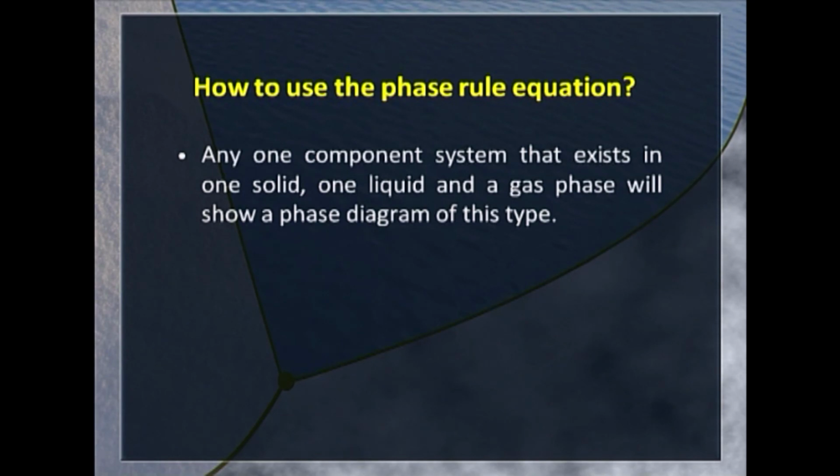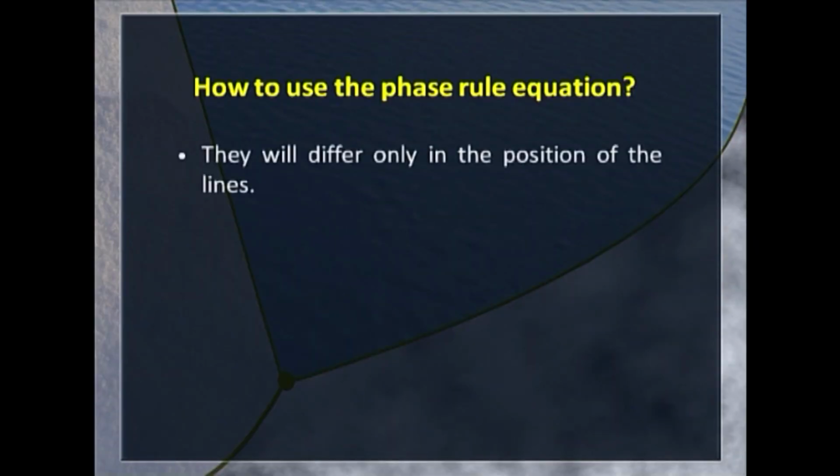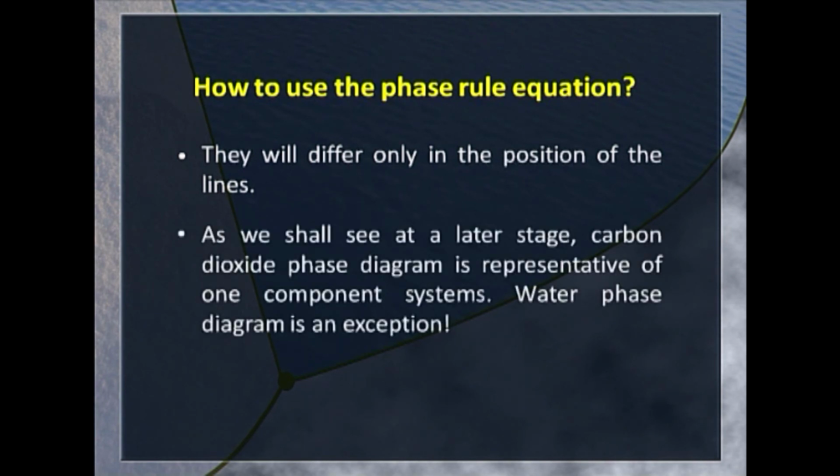So, any one component system that exists in one solid, one liquid and a gas phase will show a phase diagram of this type. The best known examples: water system and carbon dioxide system. What is the difference between the two? They will differ only in the position of the lines, otherwise the overall nature is the same. But as we shall see later, carbon dioxide system gives us a phase diagram which is representative of a one component system. Water phase diagram is an exception.